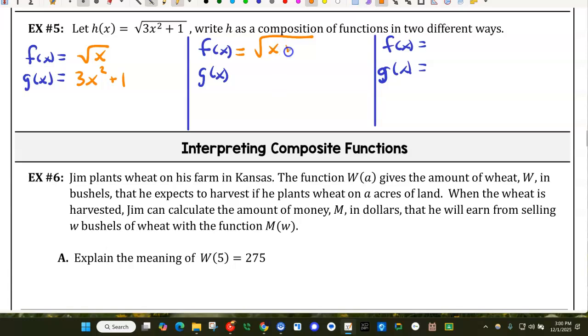f of x is the square root of x plus 1, okay, which makes g of x 3x squared. Perfect. So if I plug 3x squared in for x, I do get 3x squared plus 1 and square root. Anybody get the last one?